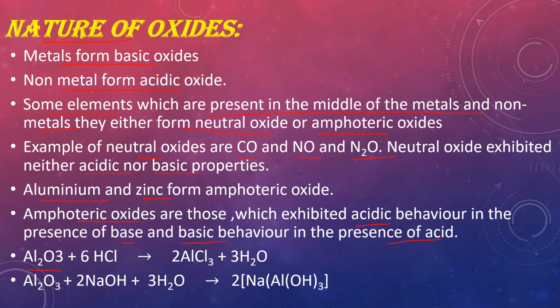On the other hand, whenever it reacts with base, that is NaOH, it acts as acid. So Al2O3 plus NaOH plus H2O will give Na[Al(OH)4]... the name is sodium trihydroxyaluminate. So in this way, aluminium oxide acts as an amphoteric oxide, that it exhibits both acidic as well as basic behavior.